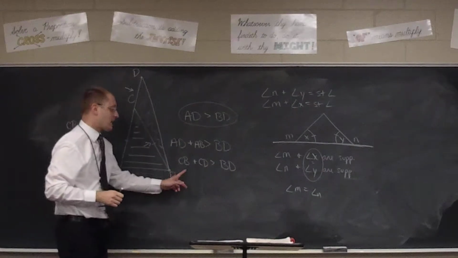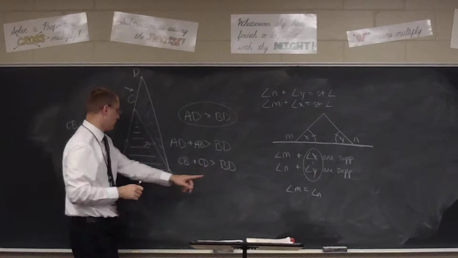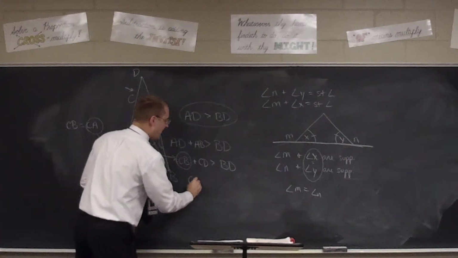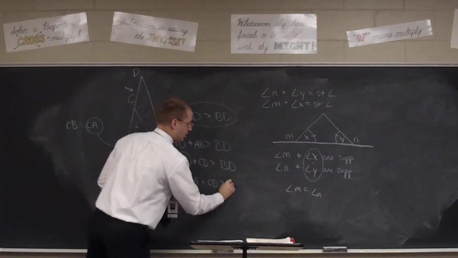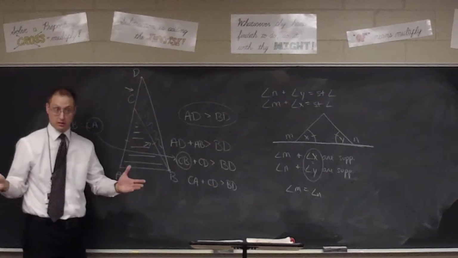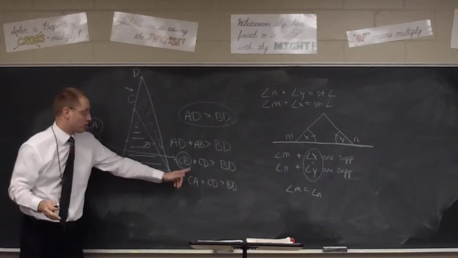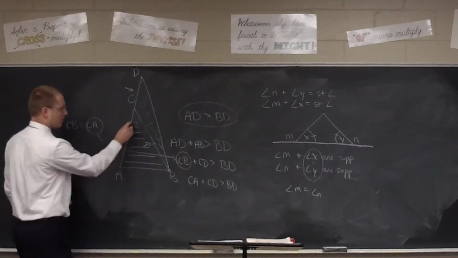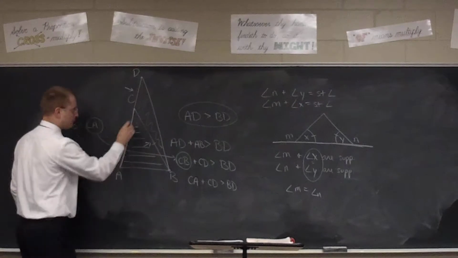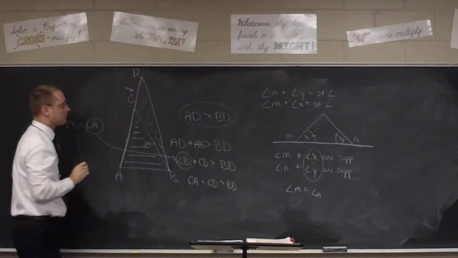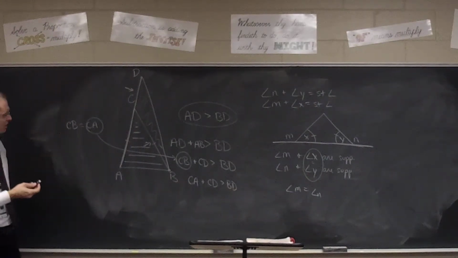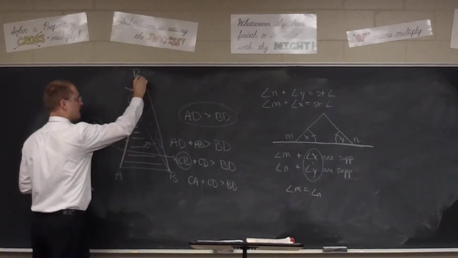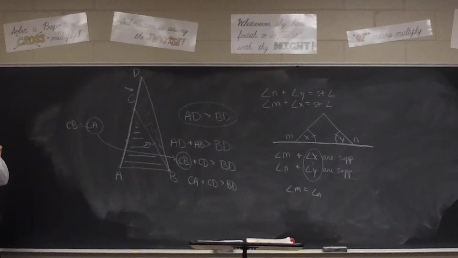If CB plus CD is greater than BD, then CA plus CD is greater than BD, correct? A quantity may be substituted for its equal in any process. CA plus CD. What is CA plus CD?